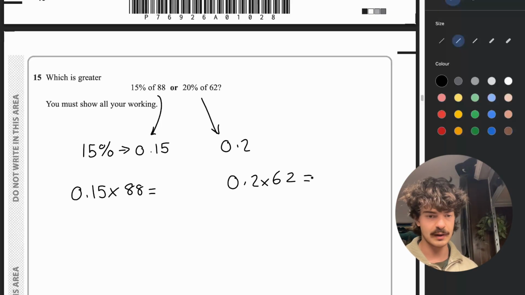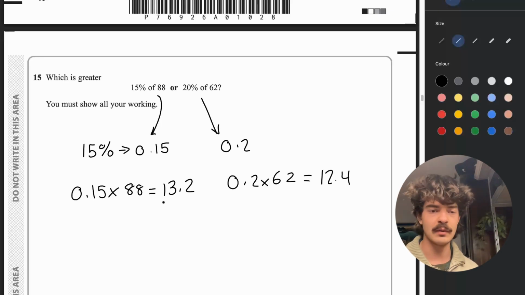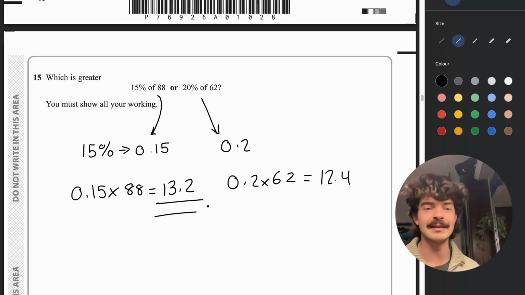So using our calculator, we're going to get 13.2 over here, and over there we're going to get 0.2 times by 62. It's going to give us 12.4. So 15% of 88 is larger than 20% of 62.